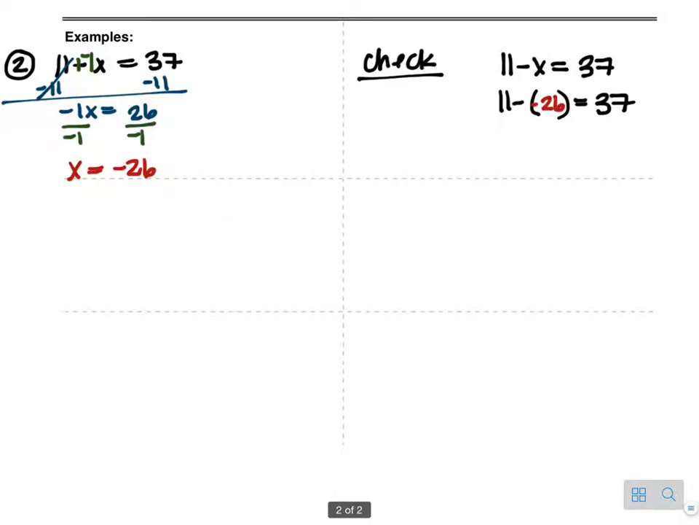When I see subtracting a minus sign, I'm going to go ahead and make it a plus plus. Let's change that into a different color so that you can see the plus plus. So this gives me then 11 plus 26 is equal to 37. If I add 11 and 26 together, in fact, I do get 37. My solution checks out, and I can box in my answer of x equal to negative 26.